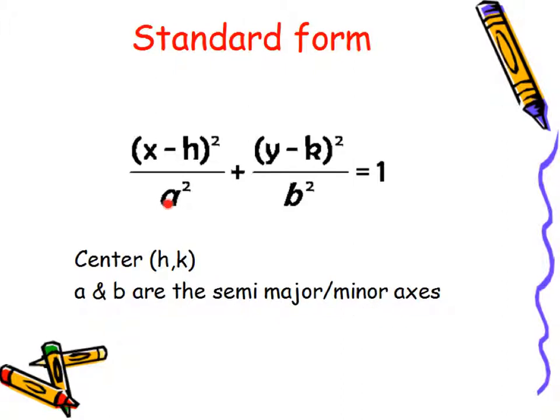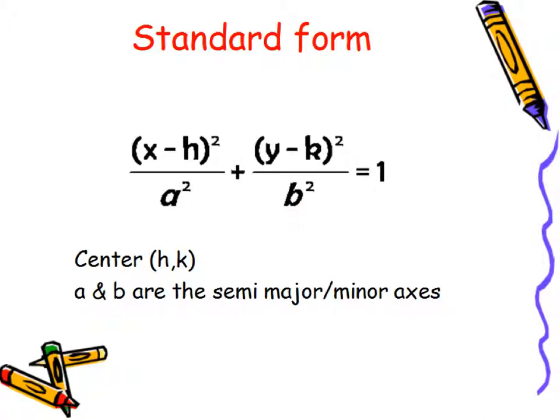So a squared is the number you're going to see under there. a by itself is the semi-major or minor. It can change depending on which one's longer, but since it's underneath the x, it's going to tell you how much to go left and right for your semi-axis. And then this b value here will tell you, since it's underneath the y, how much to go up and down to create your ellipse.